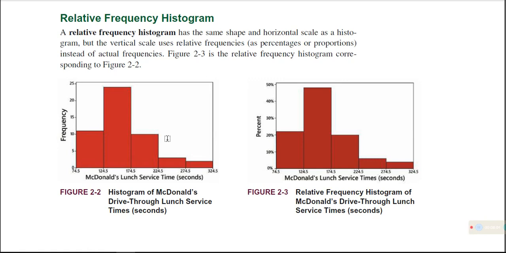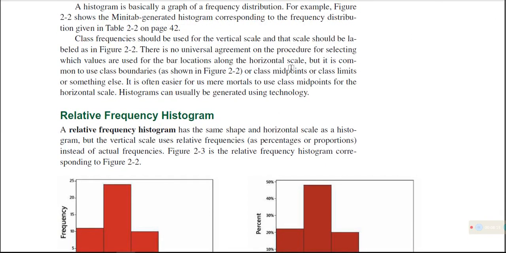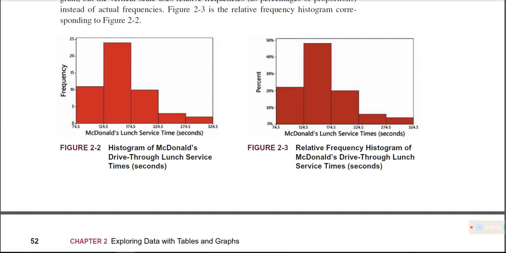Wala naman tayong rule talaga na nagsasabi kung ano yung dapat ilalagay nyo dito sa horizontal line. You can choose between, ito siya, class midpoints, pwede rin namang class limits, o kaya class boundaries. Ayan. Kayong bahala. As long as proper yung representation nyo sa height ng bawat bars and properly labeled yung mga axis natin, okay lang yun. Tatanggapin natin yun.